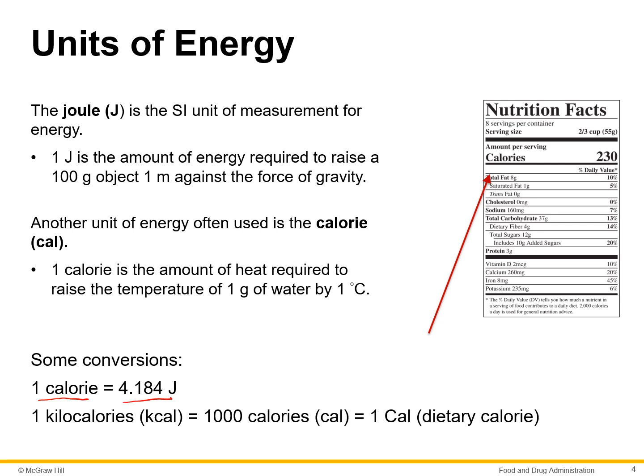And you've seen calories on food products. They define a calorie as the heat required to raise the temperature of 1 gram of water by 1 degree Celsius. So we have the unit of 1 kilocalorie, which is 1,000 calories. We also have 1 kilojoule is equal to 1,000 joules. And we say 1,000 calories is equal to 1 capital C Cal as well.